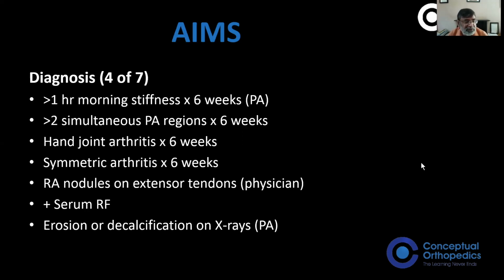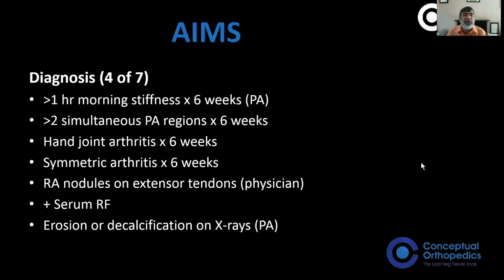So even if you remember one each of these things, you will be fine. History is more than 6 weeks of morning stiffness that the patient will give you. On examination, if you see a few joints involving peripheral arthritis, especially involving hand and wrist or feet, that is a good indicator that it could be rheumatoid arthritis. Especially if it is hand, that gives you an extra point. If it is symmetrical, that gives you a bit extra point.